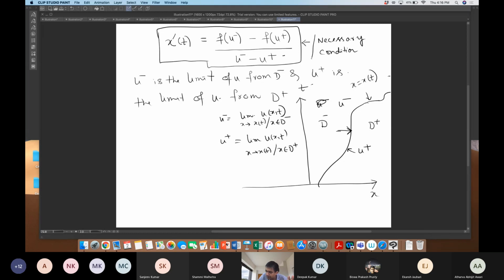Okay, is that clear? Is that clear? So any arbitrary curve will not work. Then x prime t should satisfy this equation. Is that clear?